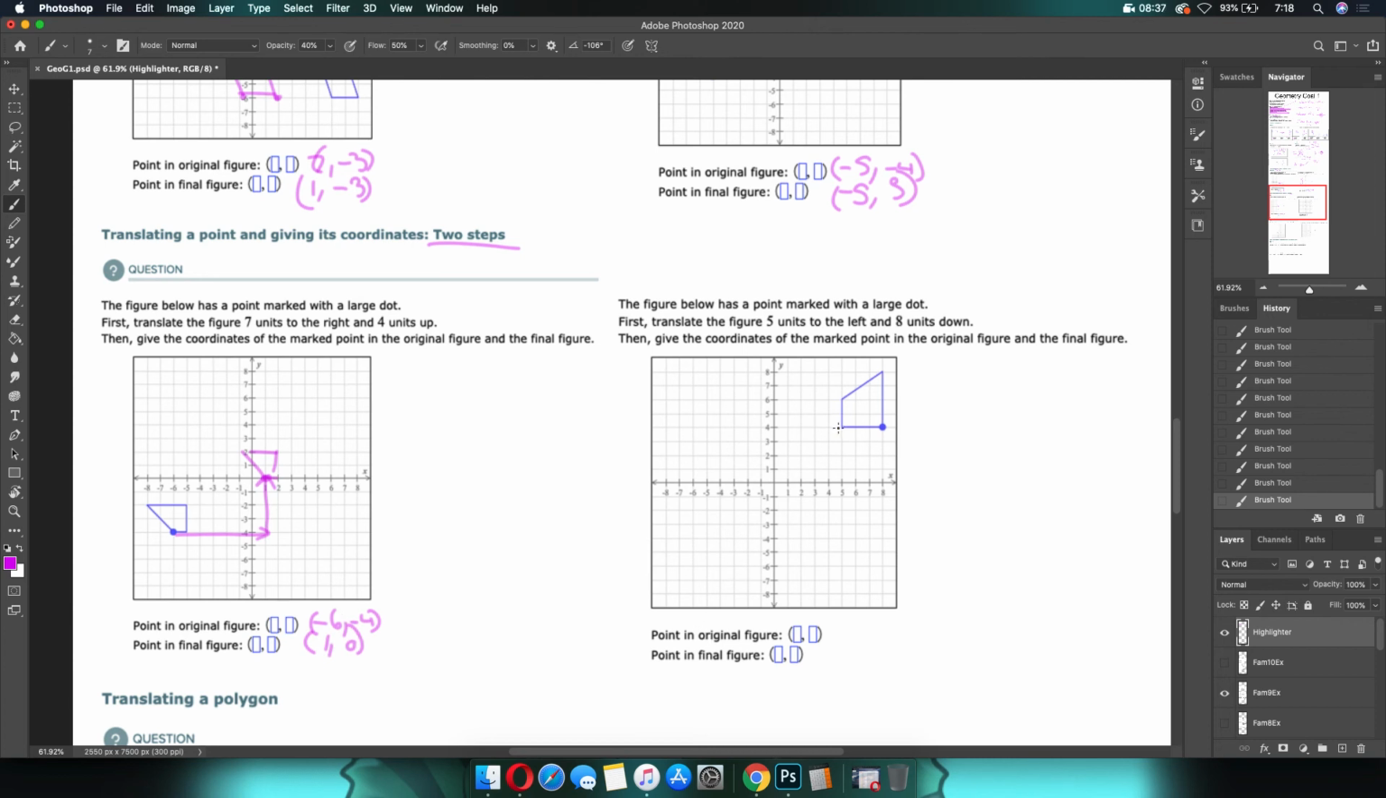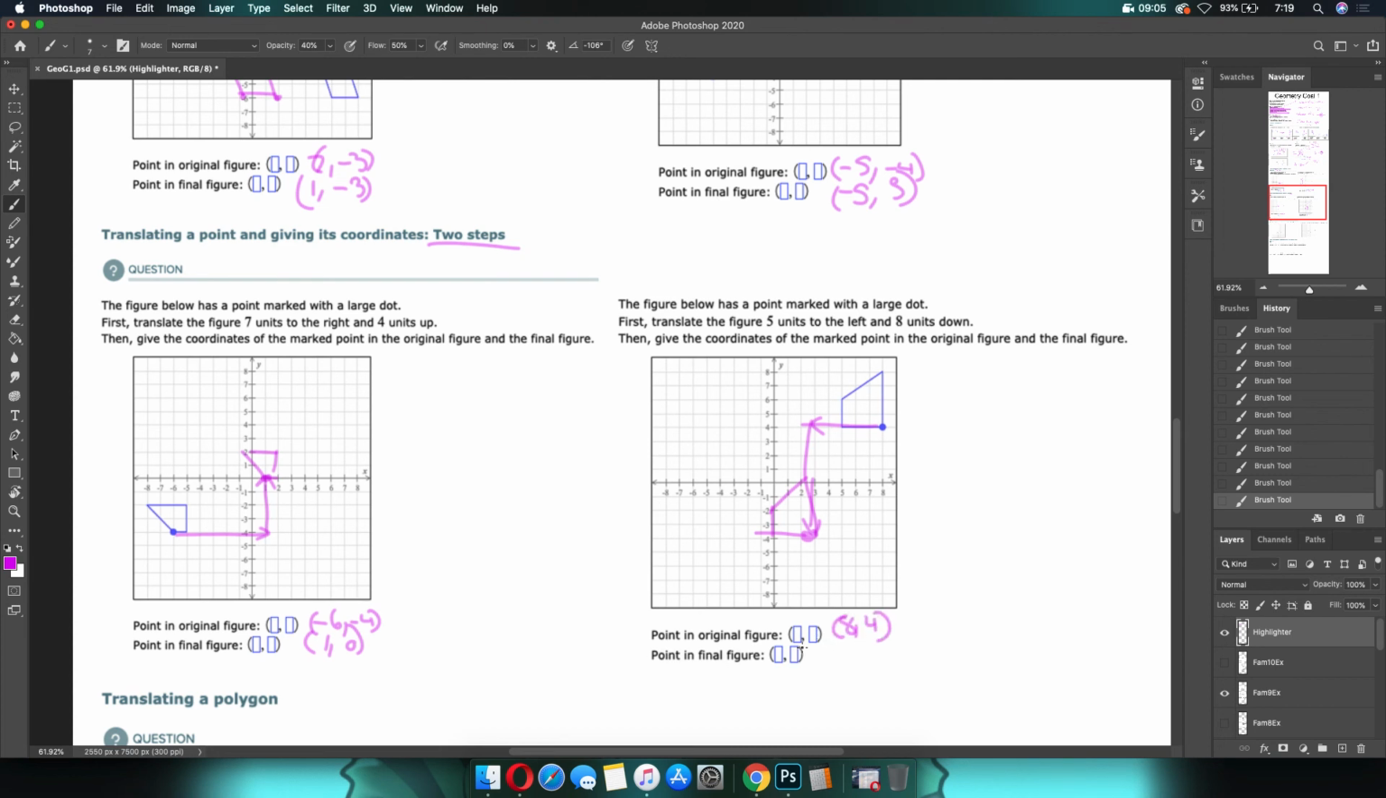We're going to take this and we are going to go to the left 5 units, and then we're going to go down 8 units. There we go, and there's our new shape. And it's over 3, and then it's 2, and then it's 1, 2, 3, 4. And there's our shape. All right, so what's the point of the original figure? It is at 8, 4.